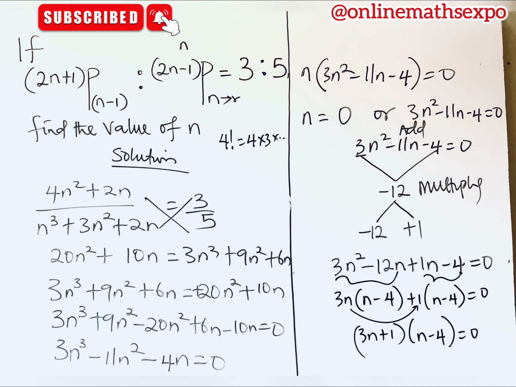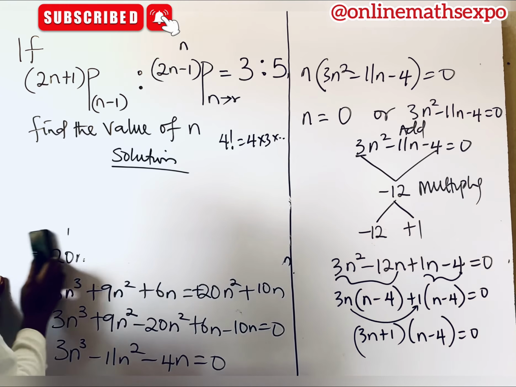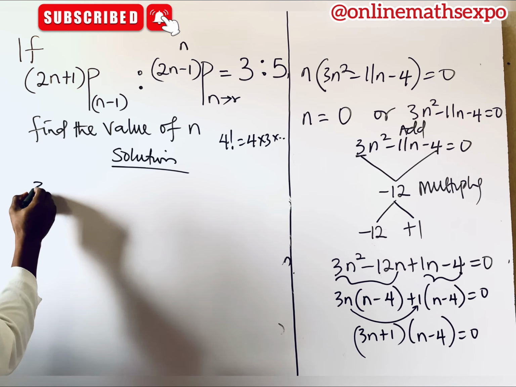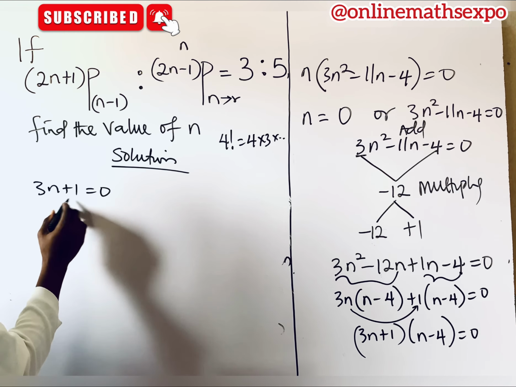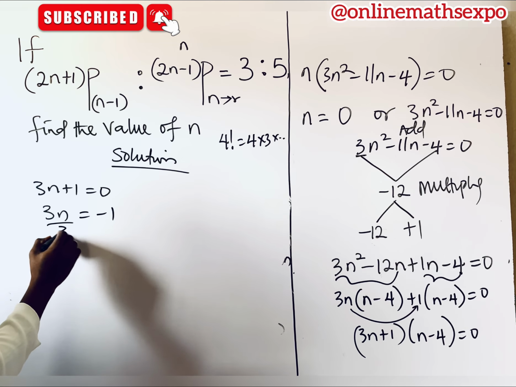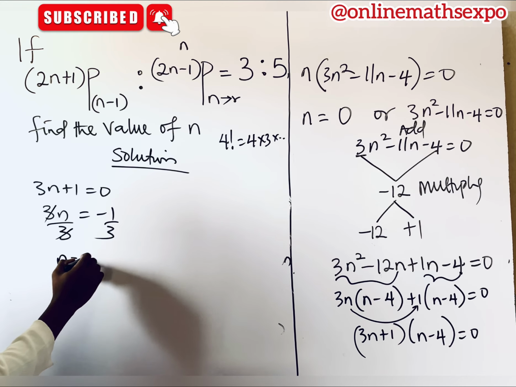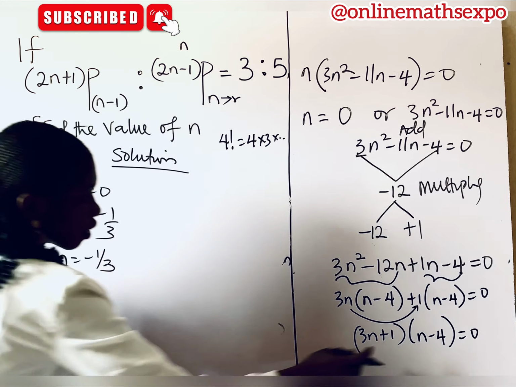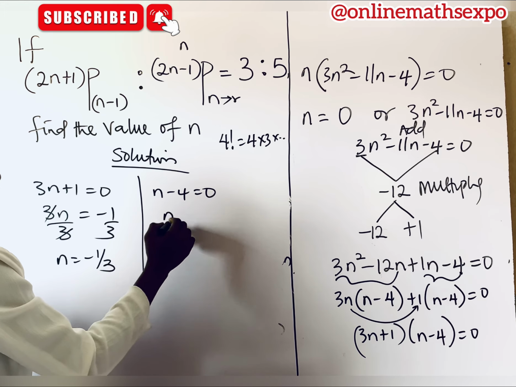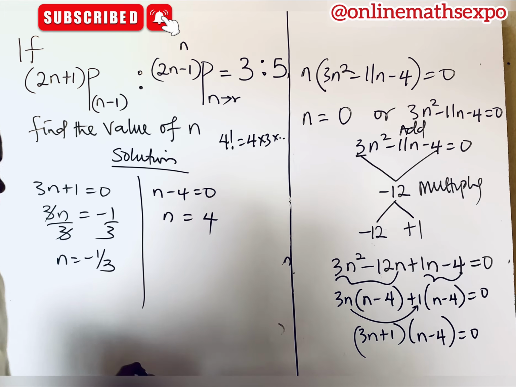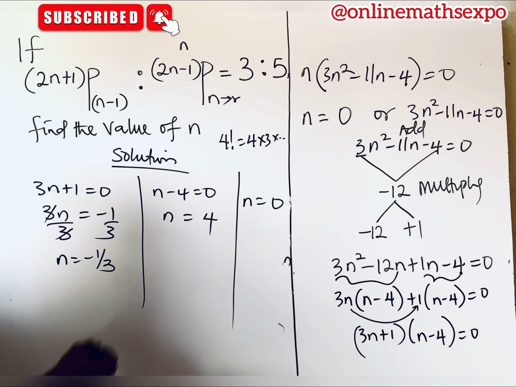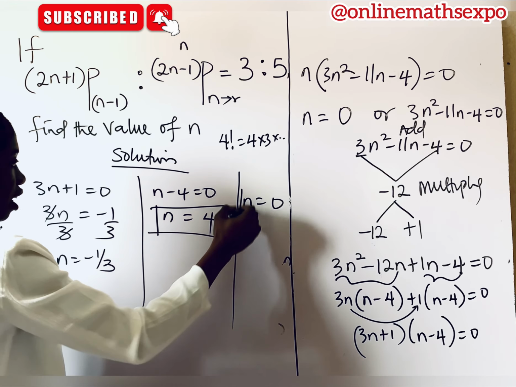At this point, what we do is we are going to get the actual value of n. So from 3n plus 1 equal to 0, subtract 1 from both sides, then divide by the coefficient. So n will give us negative 1 over 3. Then for here, we have n minus 4 is equal to 0. Add 4 to both sides, n will be 4. Remember, we said earlier that n is equal to 0. So you see the three values of n are these.